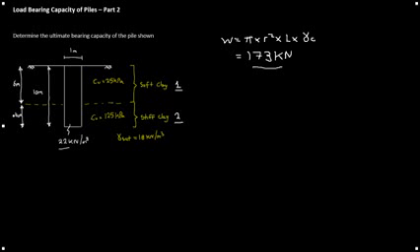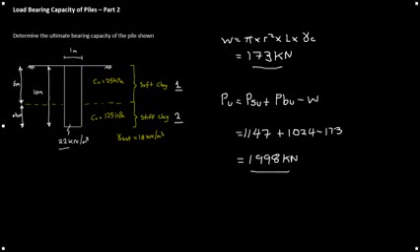And then last step, we know that ultimate bearing capacity, Pu, is equal to PSU plus PBU minus W. So it's just a case of substituting in the numbers now. 1147 plus 1024 minus the weight of the pile, 173, equaling 1998 kilonewtons as the ultimate bearing capacity of this pile.